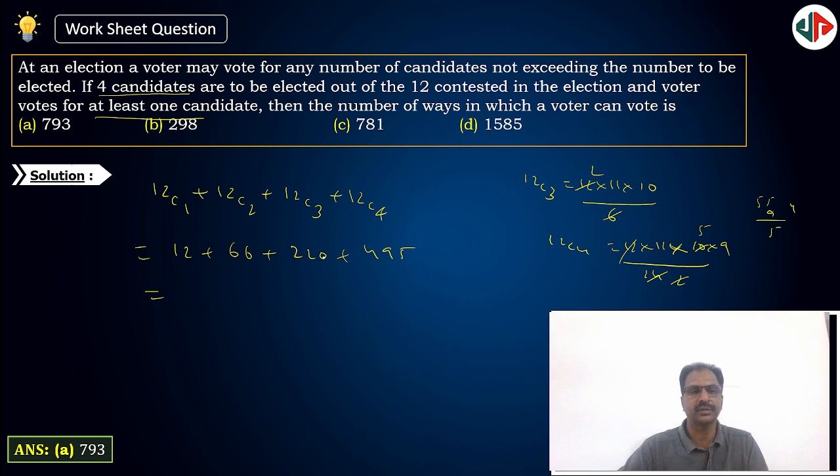Add all those, you get 793. Option A. Minimum 1 candidate, maximum 4 candidates.